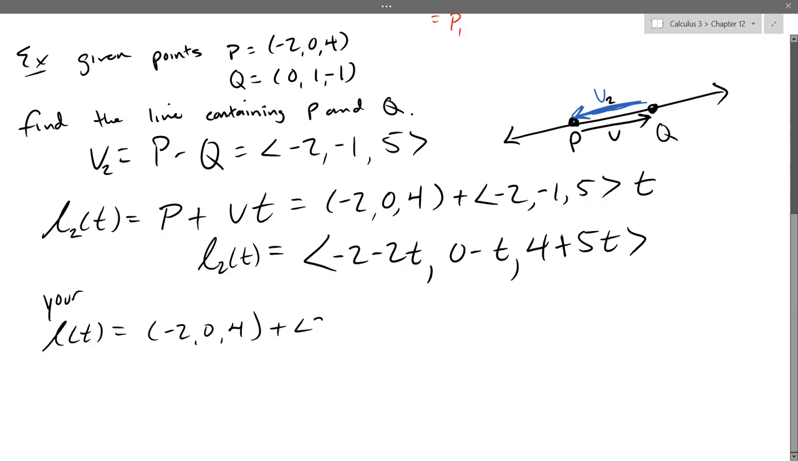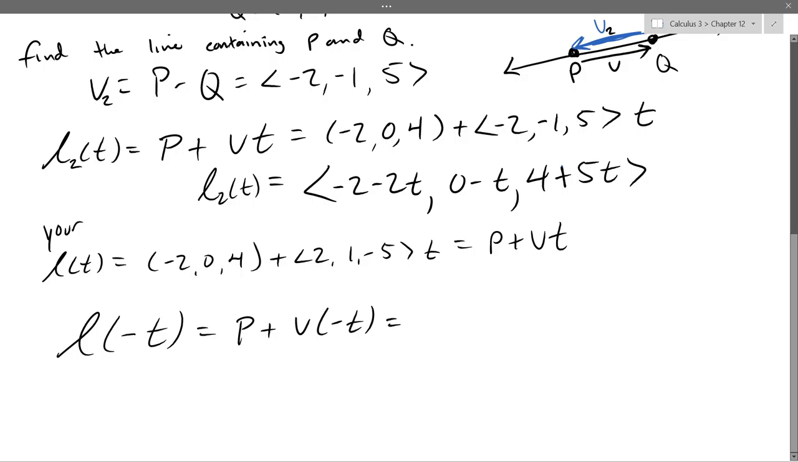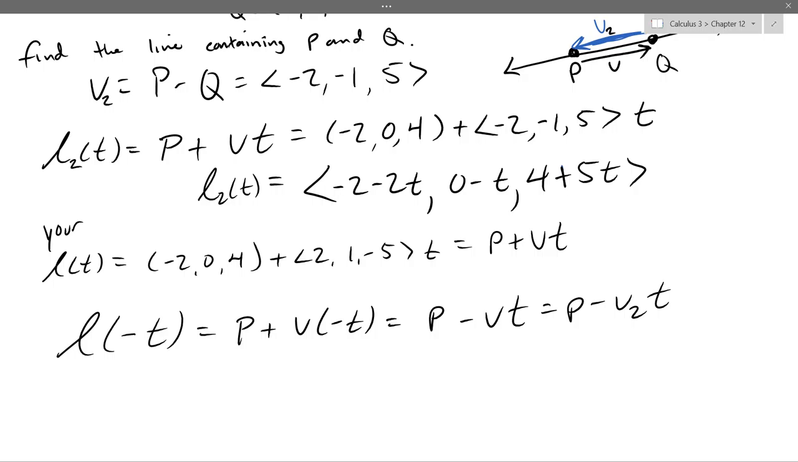I'm going to write your line, but you should probably write mine. So your L of t should have been minus 204 plus 21 negative 5 t. All right. Is that your line? I want to relate L and L2. So it's L of negative t. It's much easier to write if I just go p plus vt. So this would be p plus v times negative t, which is p minus vt. And what is minus v? That's the vector I got. So if you parameterize your line in the reverse direction, you'll have my line.